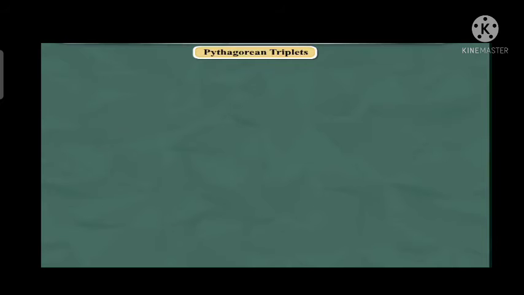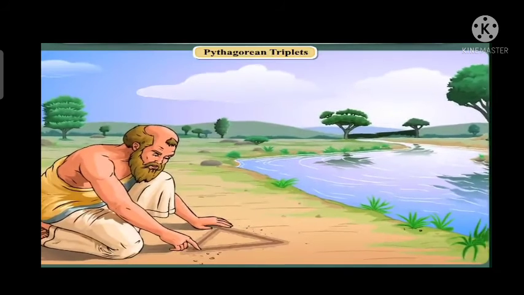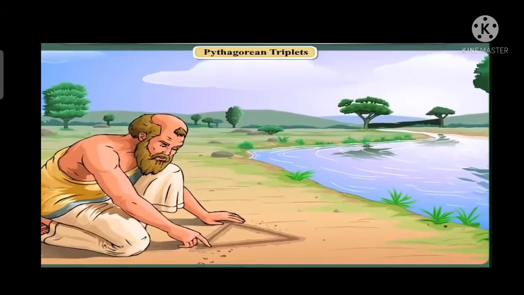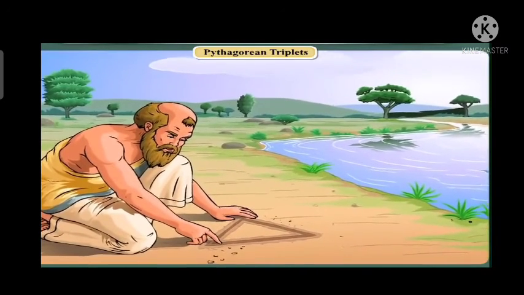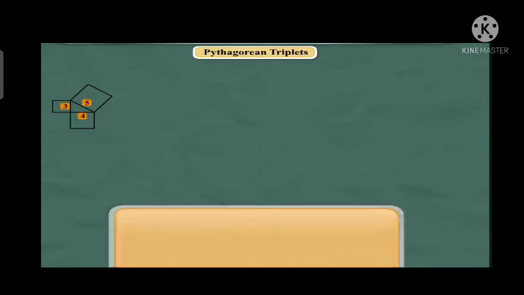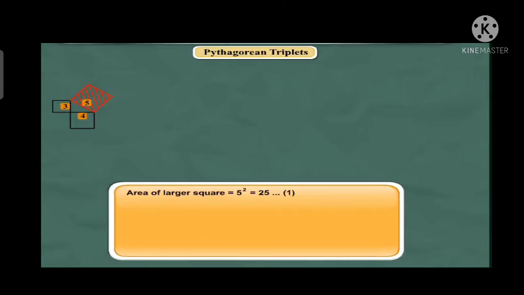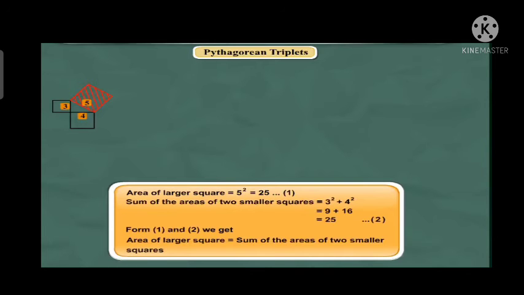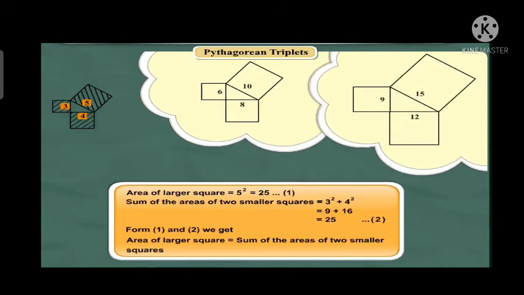Let us see Pythagorean triplets. Now, students, the Greek mathematician Pythagoras, while drawing the right angle triangle with a stick, drew the squares along the sides, one bigger and two smaller, that is 3, 4 and 5. He found that the area of the bigger square is equal to the sum of the areas of the two smaller squares.